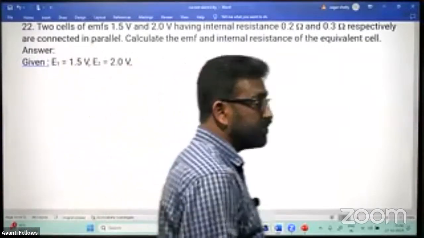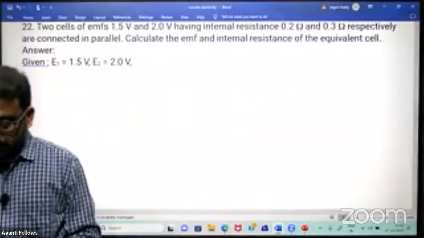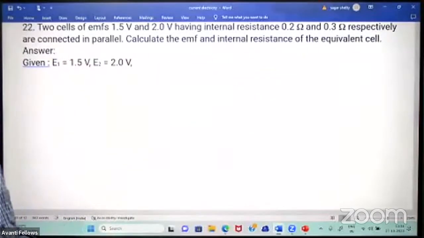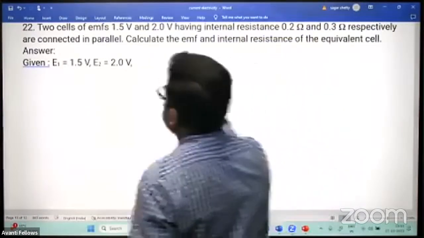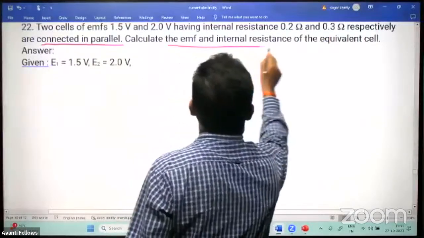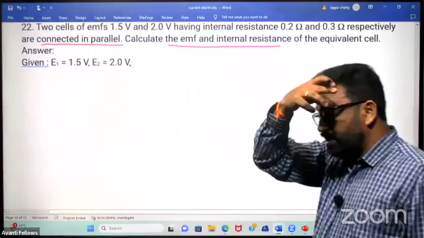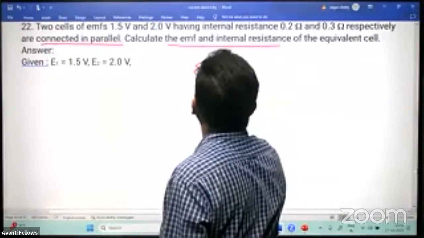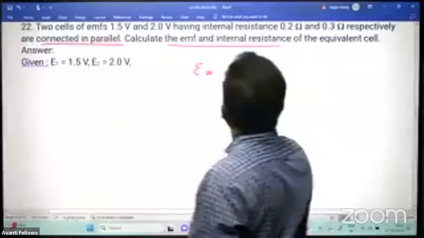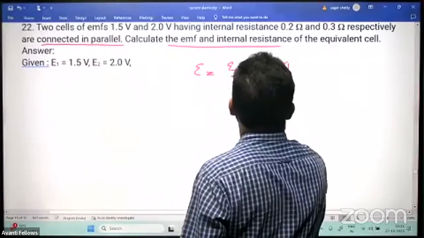Okay, so how to solve this? See here, two cells are connected in parallel. We need the EMF and internal resistance of the equivalent cell. There is a direct relation for that. EMF will be equal to (E1 R2 plus E2 R1) by (R1 plus R2).